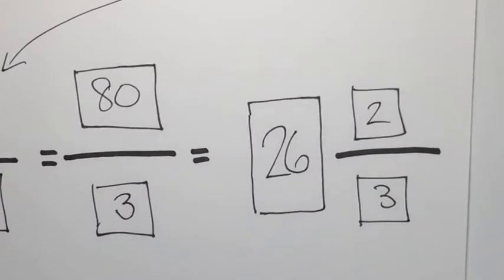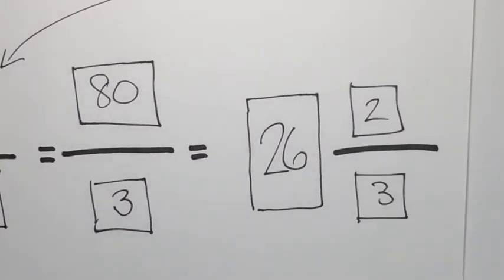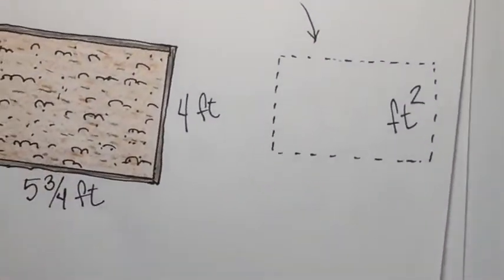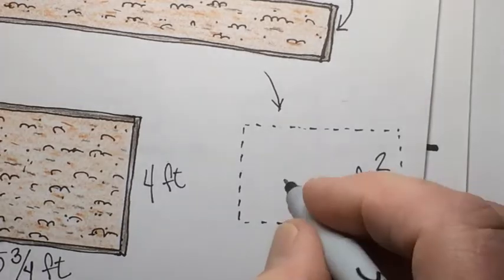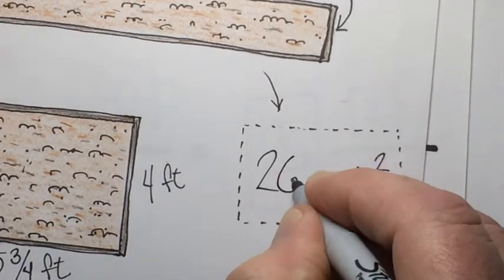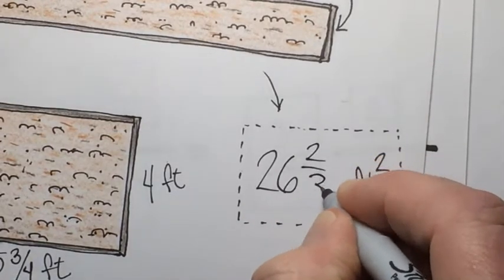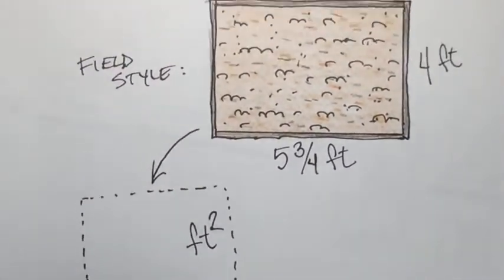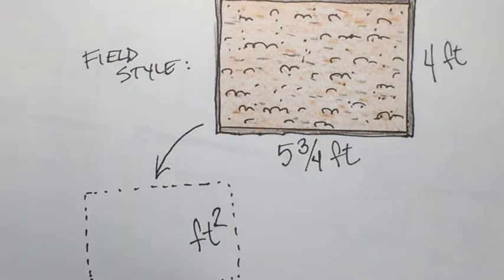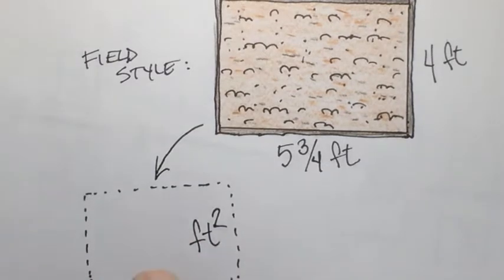Okay, so we've solved the row style. And we know that the row style is 26 and 2/3 square feet. So we can fill in this box here now. We know it's 26 and 2/3 feet square. So we know that, but we don't know this yet. We don't know what the square footage of the field style is. We'll do that next.